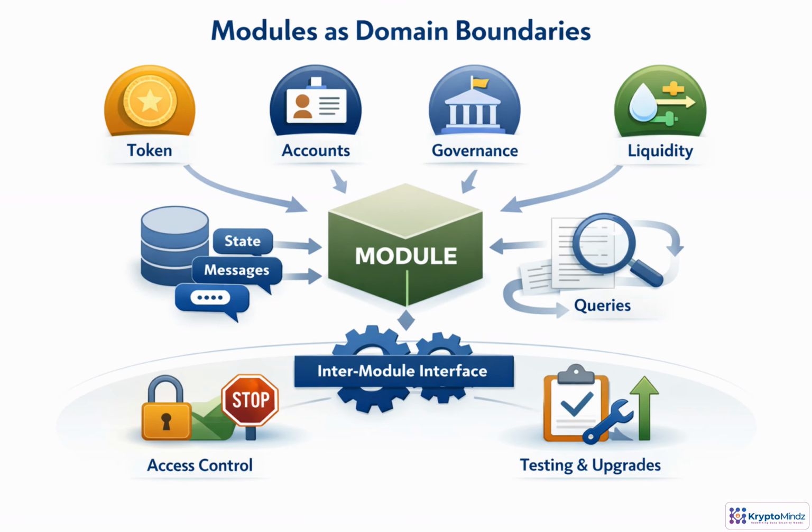In the Cosmos SDK, a module is more than a folder of code. It is a boundary around one business capability, such as accounts, governance, tokens, or liquidity. Inside that boundary, the module owns its messages, state, keeper logic, and queries. Other modules should not reach directly into that state. They interact through keepers or explicit interfaces. This separation keeps complexity contained, makes behavior easier to audit, and supports cleaner testing and upgrades.